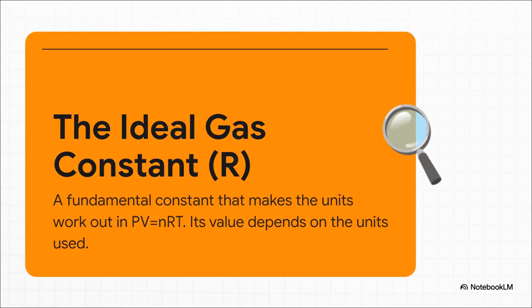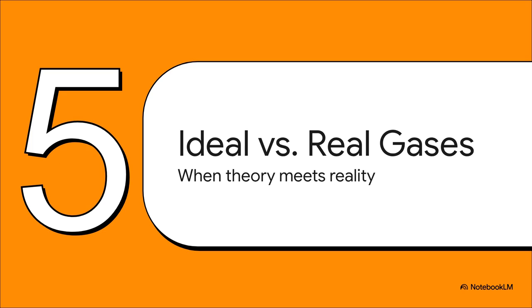Now you're probably looking at that R and wondering, what's that? R is the ideal gas constant. You can think of it like a universal conversion factor, a magic number that makes sure all the units, liters, atmospheres, moles, Kelvin, all play nicely together. Its value changes depending on the units you're using, but its job is always the same, to make the whole equation work perfectly. Okay, so it's reality check time.